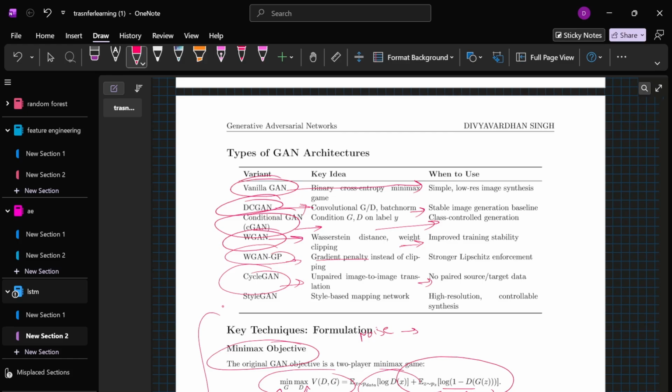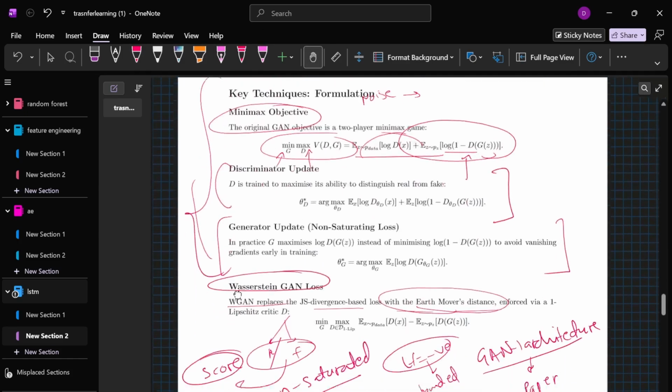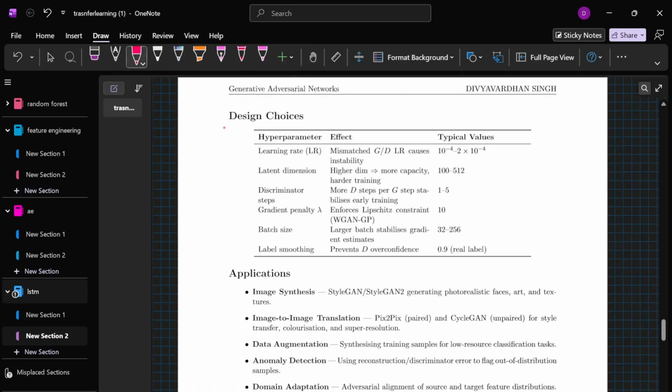Now, tuning a GAN, what does this actually mean? If you ever train a GAN on your own, these are the parameters that need to be taken into account: the learning rate and the latent dimension, then the discriminator steps. Sometimes you train D multiple times per single G update, especially early on, to keep things stable. Then we have the gradient penalty used in WGAN-GP, typically weighted around 10 to enforce the Lipschitz constraint as we mentioned earlier. Then we have the batch size.